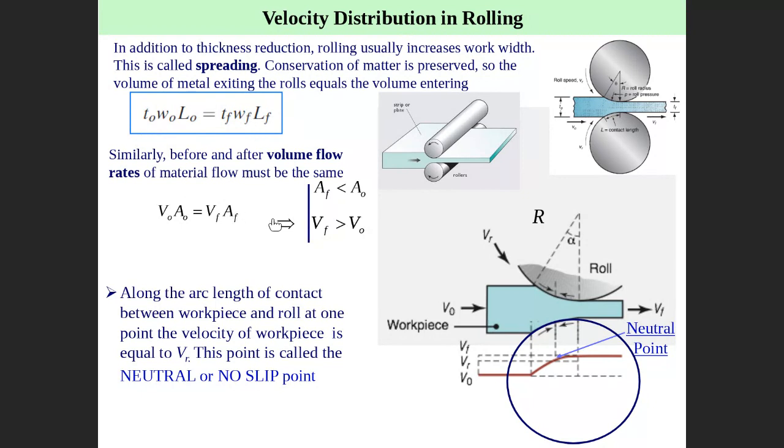Also, in the same way, you can say the volume flow rate is constant. Volume is, for example, cubic millimeter. This is a flow rate, right? So if you talk about volume flow rate, what is it? Volume flow rate is cubic millimeter per minute.